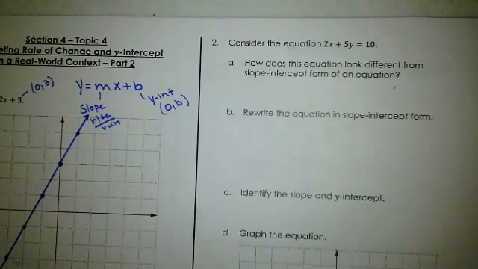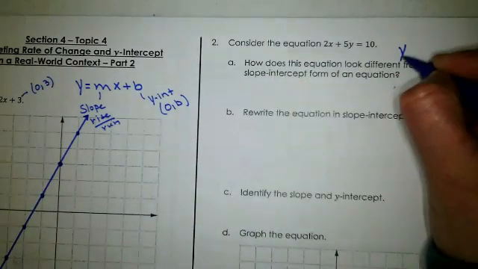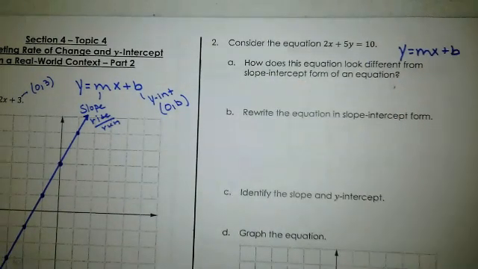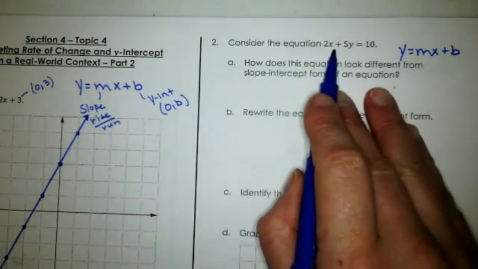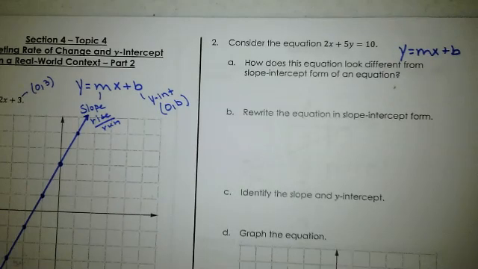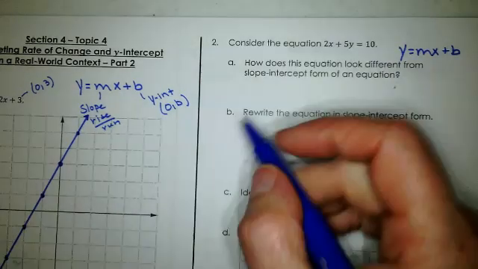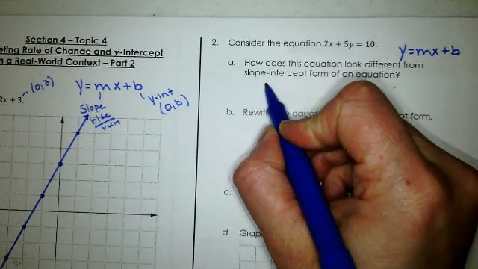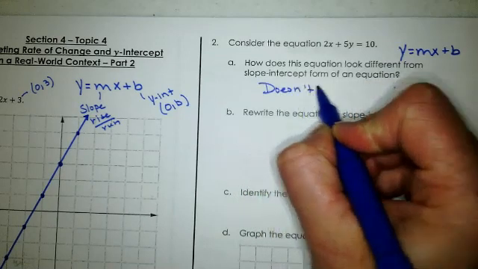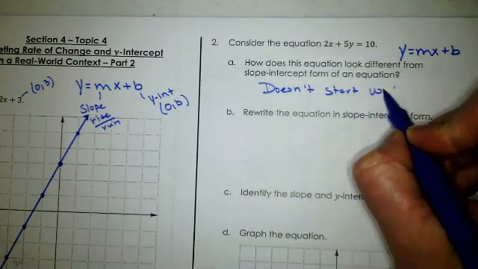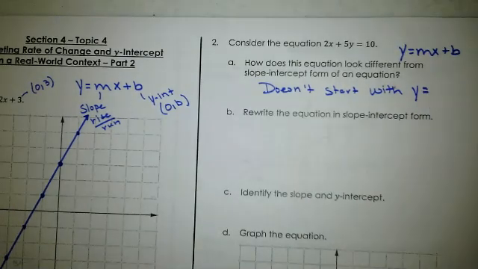Consider 2x plus 5y equals 10. How does this equation look different from slope-intercept form? So remember, slope-intercept form is y equals mx plus b. So the major glaring difference between y equals mx plus b and 2x plus 5y equals 10 is that x and y are on the same side of the equal sign. So it doesn't start with y equals. So it's not in slope-intercept form. However, we can rewrite it so it is in slope-intercept form.